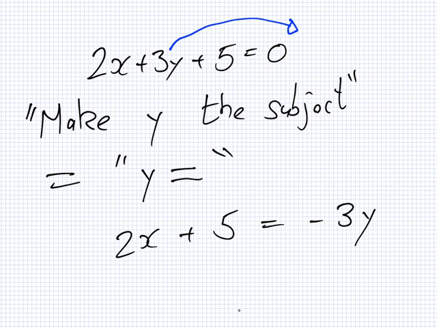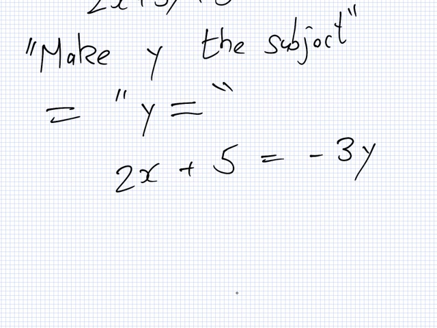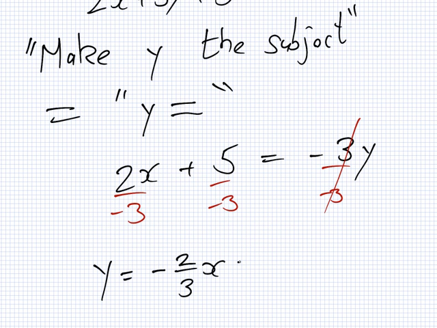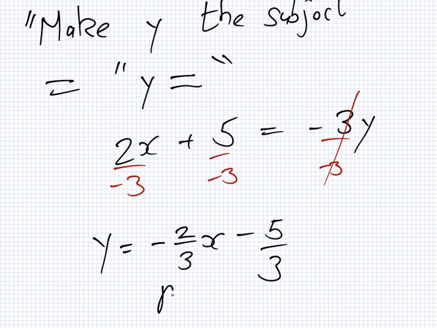And then what would be next? Divide everything by negative 3, or minus 3. Both steps are fine. So we divide this by minus 3, and this by minus 3, and this by minus 3, and that's gone. So I get y equals minus 2 over 3 x minus 5 over 3. Now I can see what the m is and what the c is. This is the m, and this is the c.